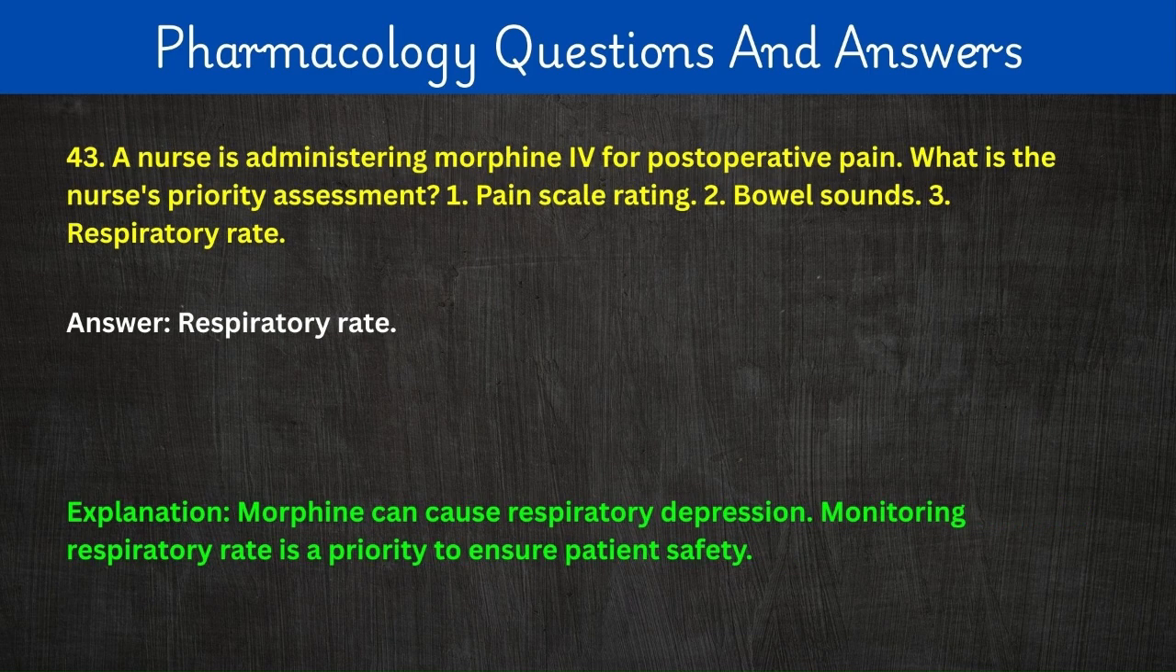dosing. 43. A nurse is administering morphine for postoperative pain. What is the nurse's priority assessment? 1. Pain scale rating. 2. Bowel sounds. 3. Respiratory rate. Answer: respiratory rate. Explanation: morphine can cause respiratory depression. Monitoring respiratory rate is a priority to ensure patient safety.